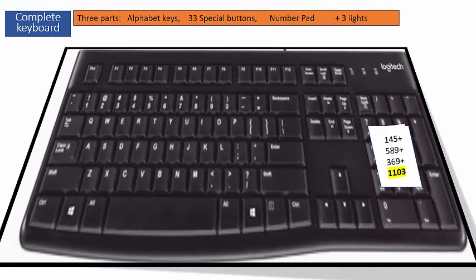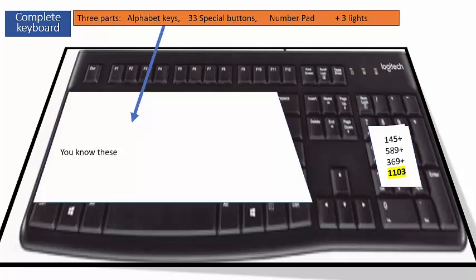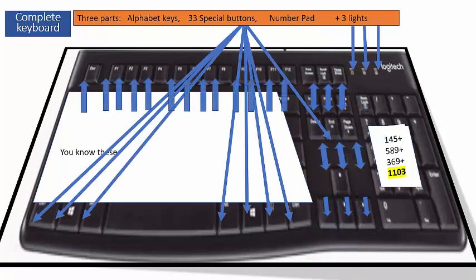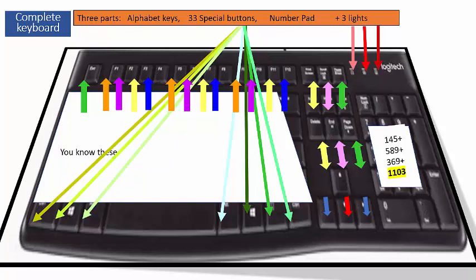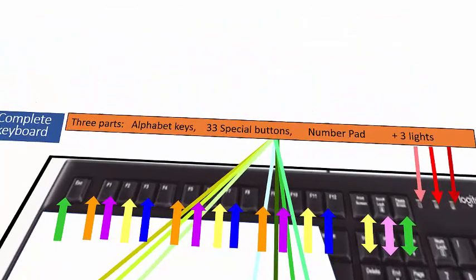When you look at the complete keyboard, and it's foreshortened here, there are three parts. There's the alphabet keyboard, and we've done that. There's the number pad. We'll look at that. And then there are 33 other buttons, plus three lights. We'll look at all of those.